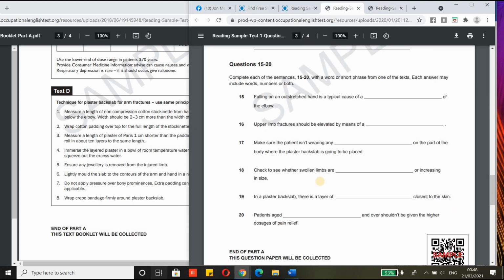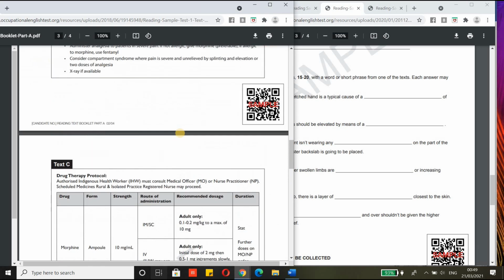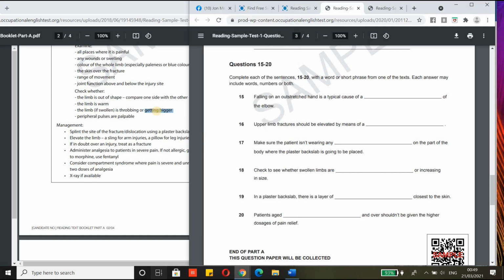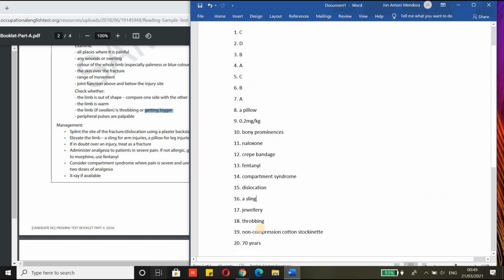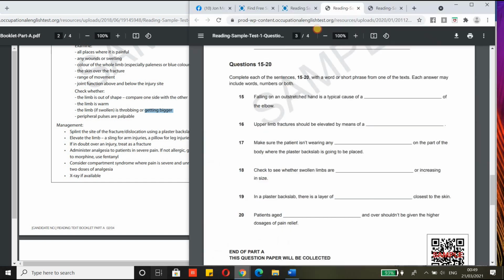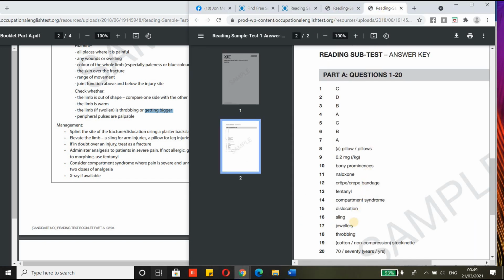Next, check to see whether swollen limbs are blank or increasing in size. Getting bigger is synonymous with increasing in size. And swollen limbs, the limb is swollen. So obviously it's the word throbbing. Throbbing, and the answer is throbbing.